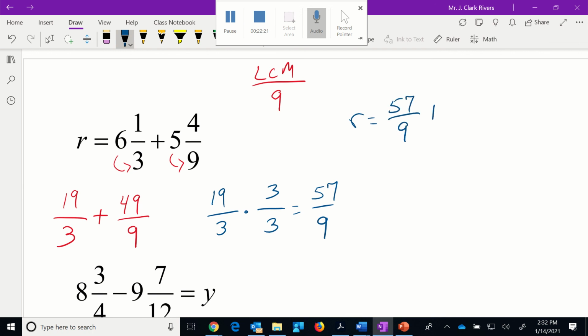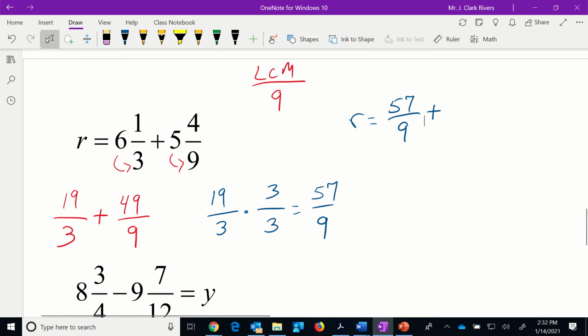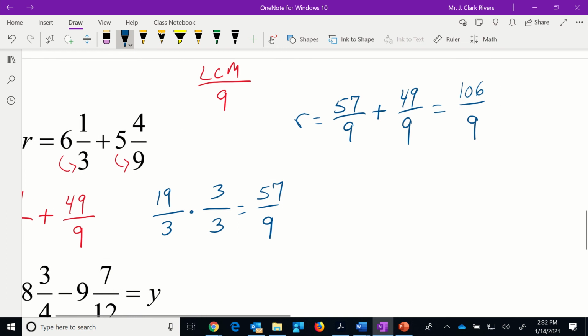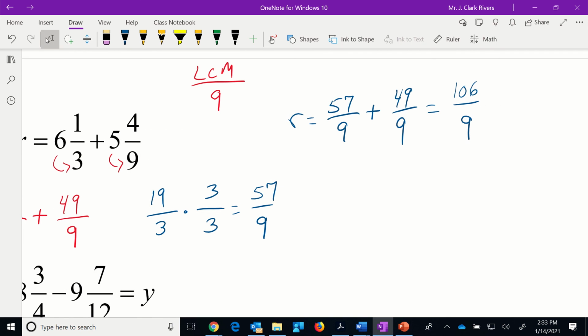So on this particular problem, R equals 57/9 plus, we said 5 and 4/9 became 49/9. We keep our denominator of 9, 57 plus 49. All right, well, 57 plus 9 is 66. 66 plus 40 is 106.